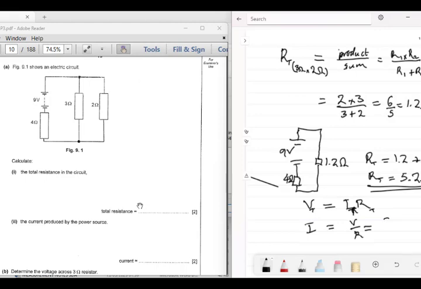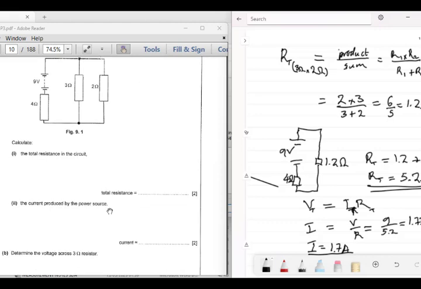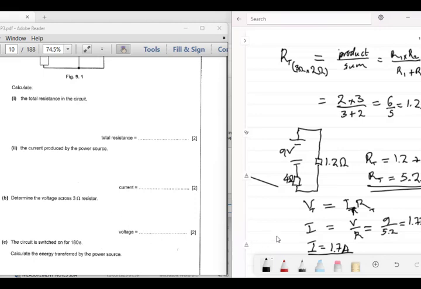And what do we get? It's 9 divided by 5.2. What is the answer? 9 divided by 5.2. So you get something like 1.7307. That's it. But remember, it has to be 2 or 3 significant figures. So we'll make it 2 significant figures, 1.7 amps. This is the current produced by the power source. Now let's look at the next question.